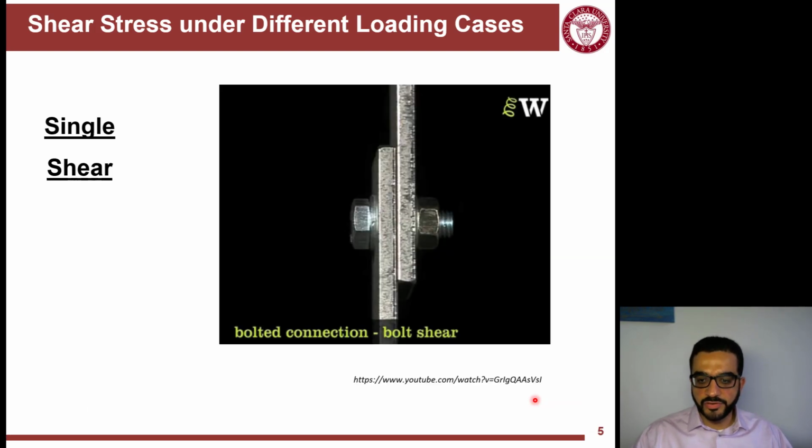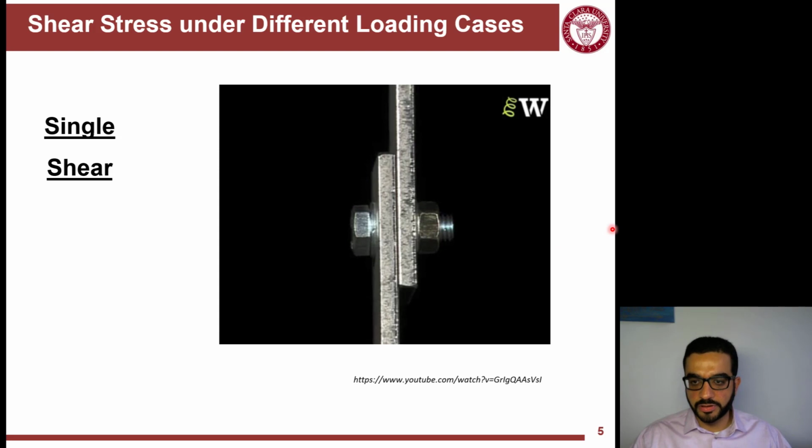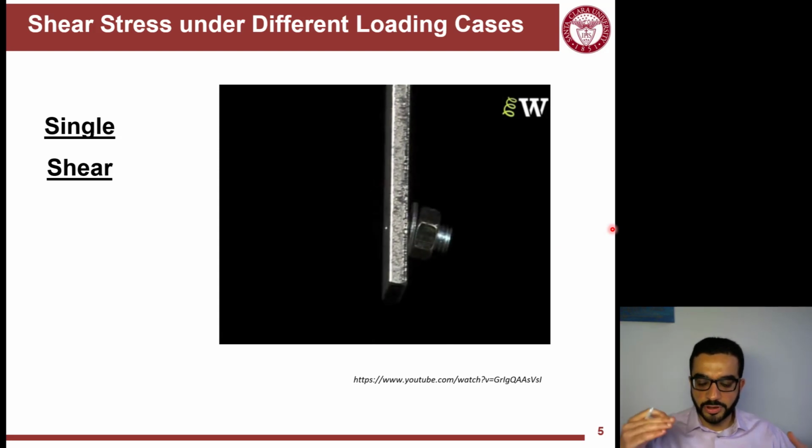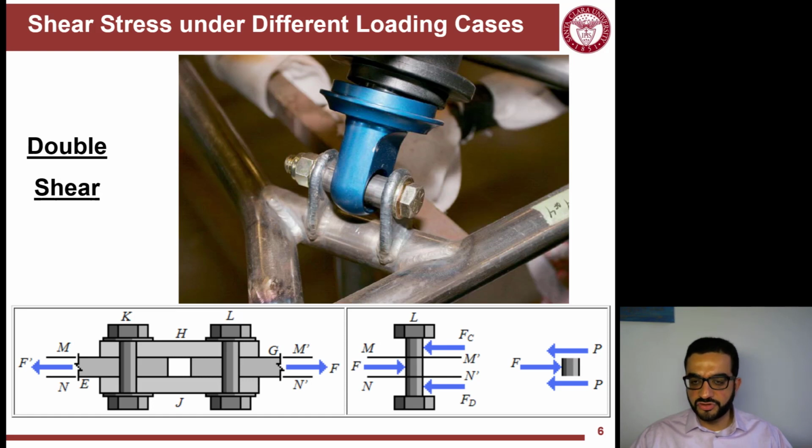Let's see a video showing the shearing of a bolt in action. You can see it started sliding, and then here you go. Now this bolt is gone. It did fail under shear. So that was single shear.